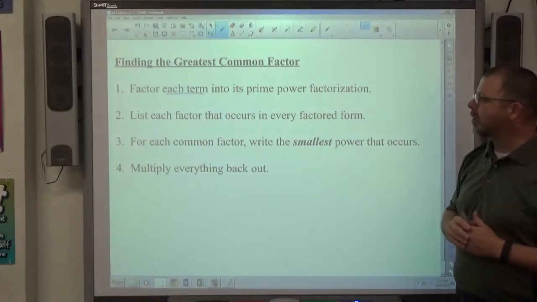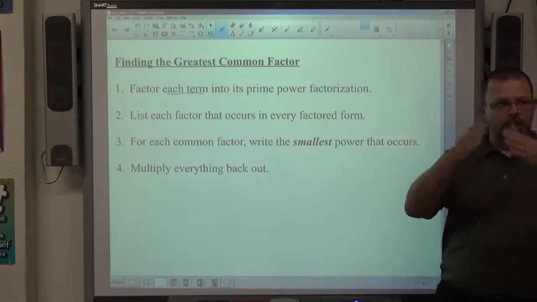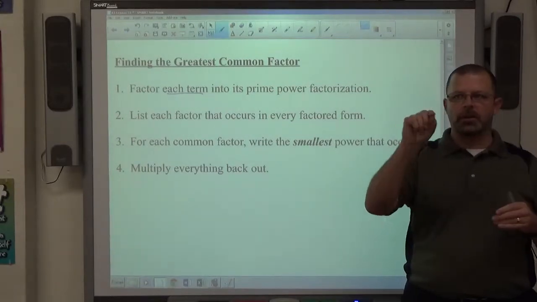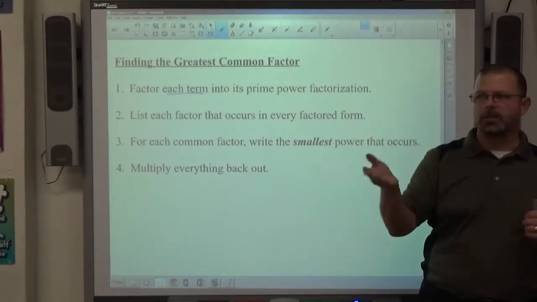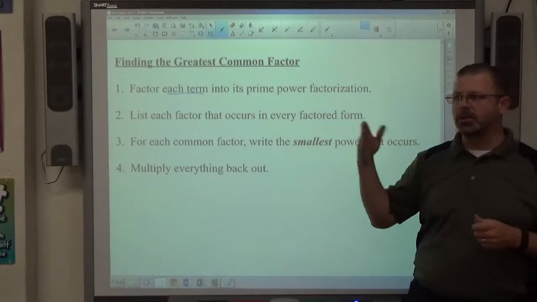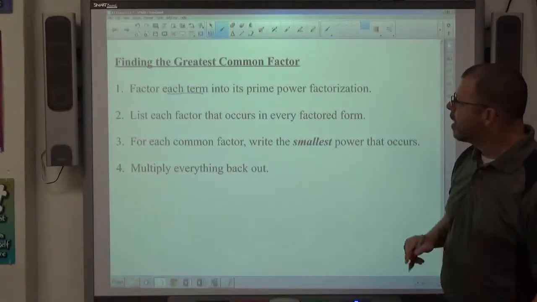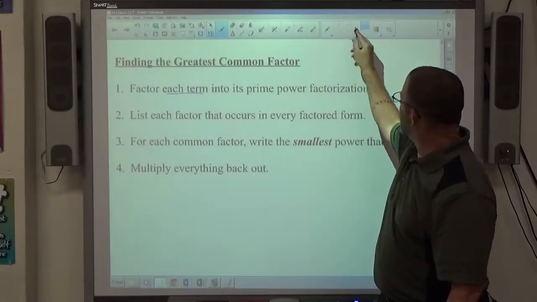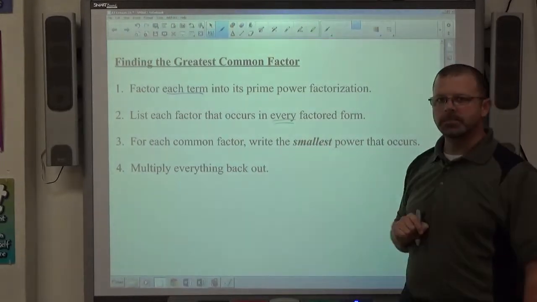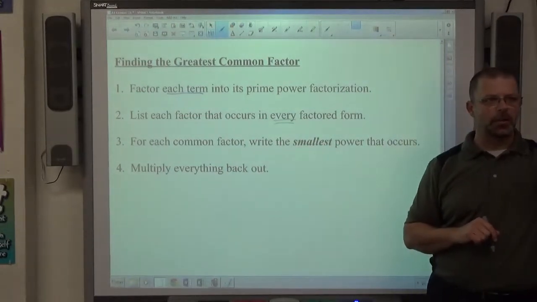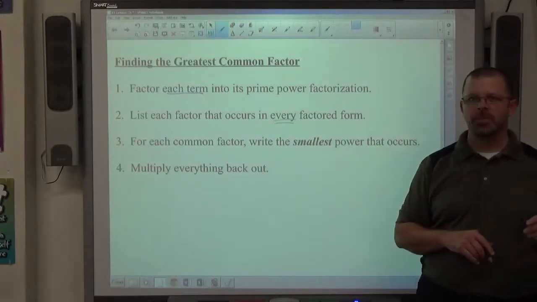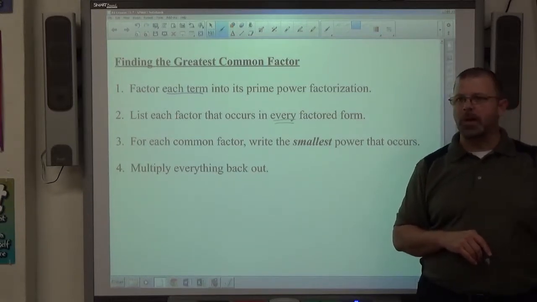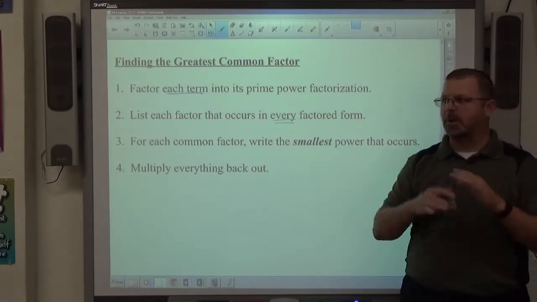Each term is factored into its prime power factorization. That means we go to prime numbers, and if there are two 2s, it's 2 squared. If there are three 3s, it's 3 cubed. So write them in power form. List each factor that occurs in every factored form. If a 2 happens in the first one, the second one, and the third one, it counts. If the 2 happens in the first one and the second one, but not the third one, 2 doesn't count. So it has to happen in all of them.